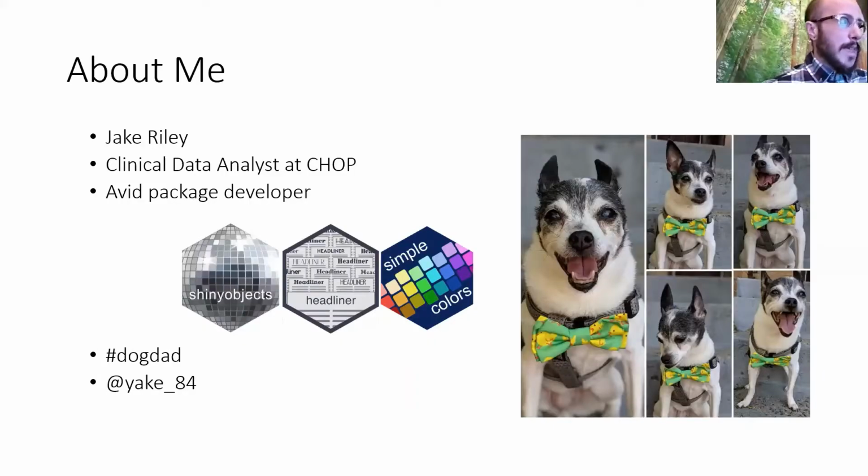But a little bit about me, as they mentioned, I work at Chop. My pronouns are he and him. I've built three big packages, two of which are on CRAN. One is Shinyobjects, which I'll talk about today. I also have a package called Simple Colors, which I use in some of the scripts that we'll look at today. And then I have a headliner, which is a work in progress, but pretty close to being released to CRAN as well. So all of these are really around data visualization and dashboarding.